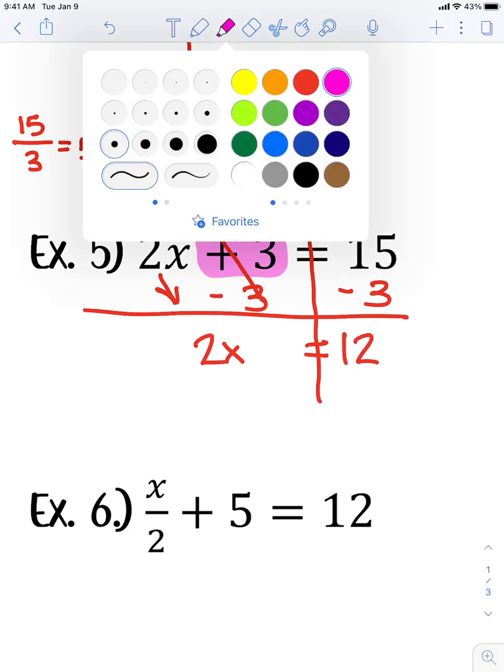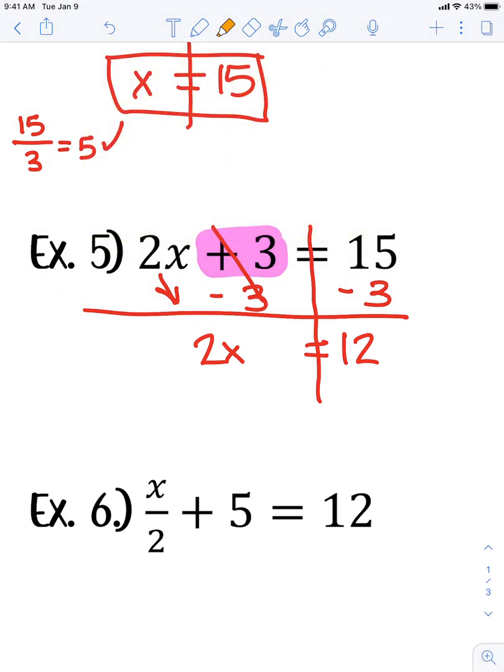So now what I need to do, again my goal is to get x by itself. And right now it's being multiplied by the number 2. Opposite of multiplication is division, so I'm going to divide both sides by 2. Again, 2 divided by 2 makes a 1 and leaves me with a 1x. And 12 divided by 2 is 6.